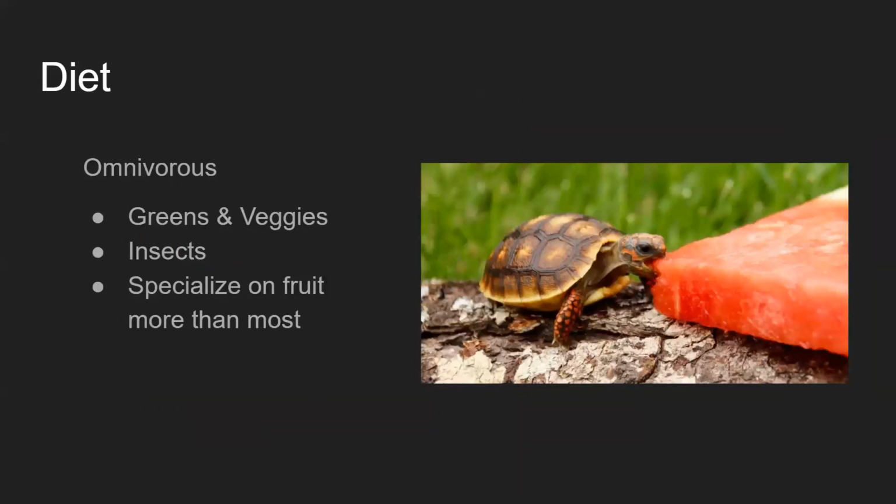All right, diet. These guys are an omnivorous animal, as opposed to the leopard gecko, who is strictly a vegetarian. These guys love their greens and veggies. They also will eat a variety of insects. A lot of tortoises will look for carrion, so like dead animals. They'll maybe chew on bone and the carrion itself and get a little bit of extra protein and calcium that way.